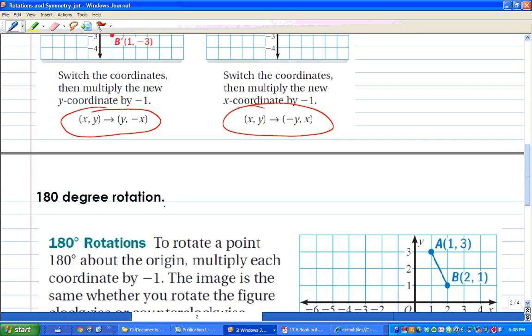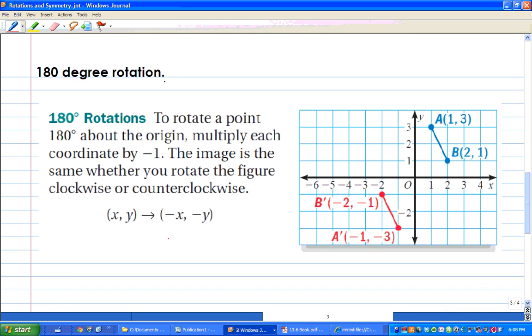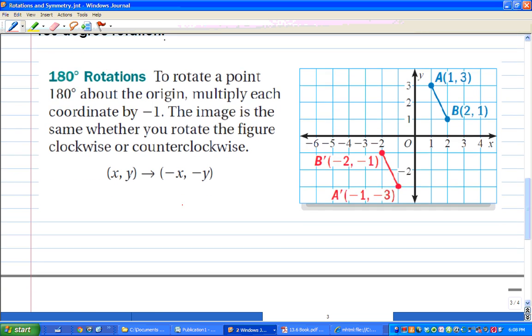For a 180 degree rotation, I don't mention clockwise or counterclockwise because it doesn't matter. You end up in the exact same spot. So to do a 180 degree rotation, you take the opposite of both the x and the y values. Again, whatever the x is, you do the opposite, whatever the y is, you do the opposite, and you end up with a figure that is rotated 180 degrees.